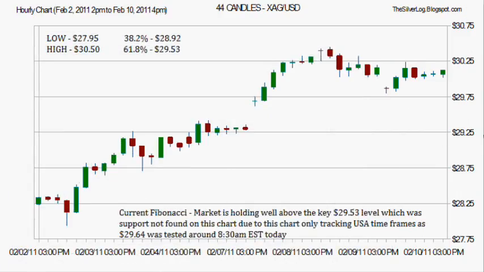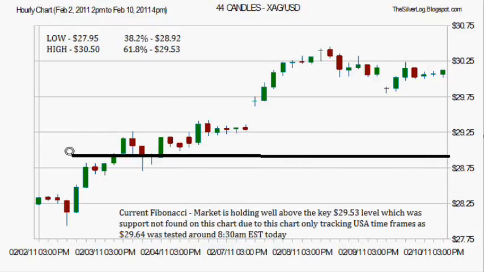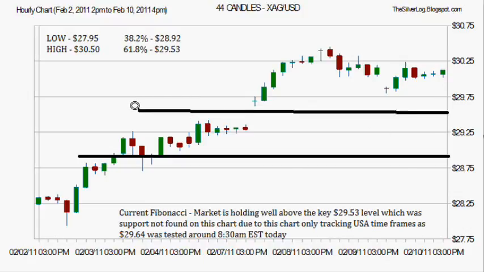Now, as far as the hourly chart, going back to February the 2nd to the close today, it hit a low of 27.95 and a high of 30.50. So the first Fibonacci level is about 28.92, which is roughly in this area in here. And the second one is 29.53, somewhere towards here. So it's holding up well right now.